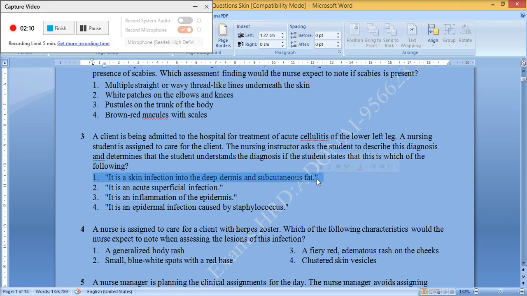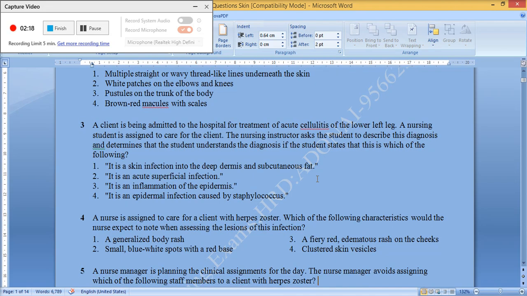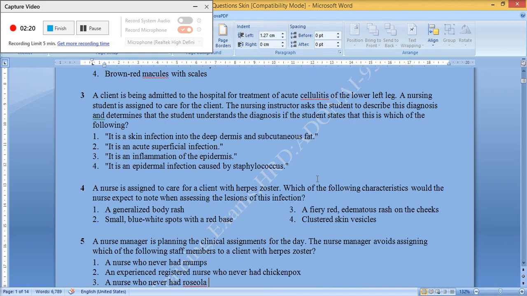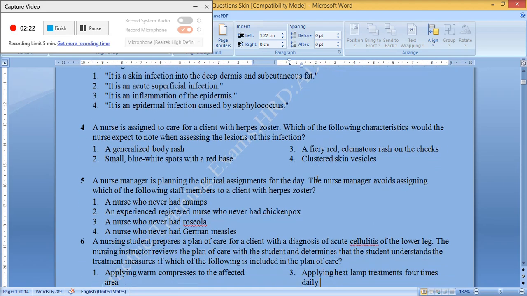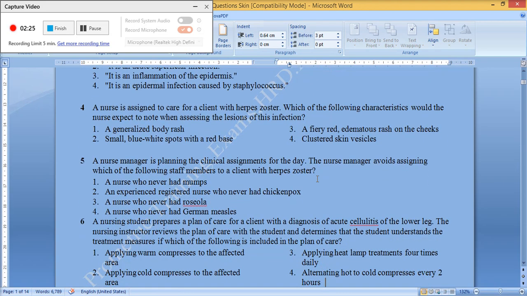4. A nurse is assigned to care for a client with herpes zoster. Which of the following characteristics would the nurse expect to note when assessing the client's lesions of this infection? 1. A generalized body rash. 2. Small blue white spot with a red base. 3. A fiery red edematous rash on the cheeks. 4. Cluster skin vesicles. Answer 4.